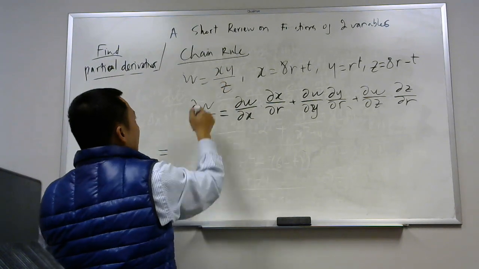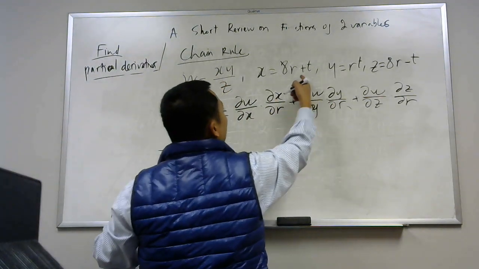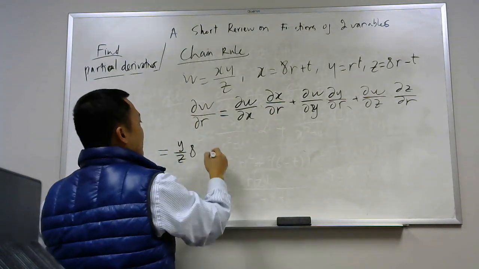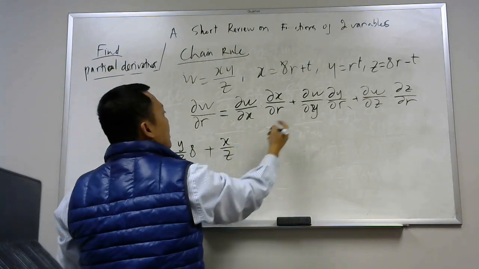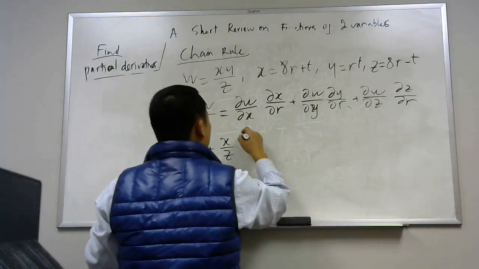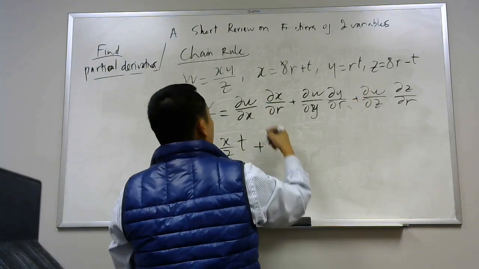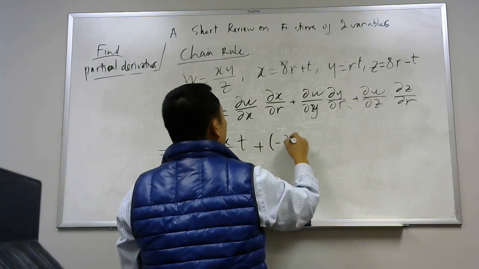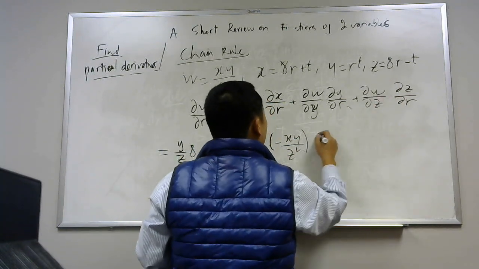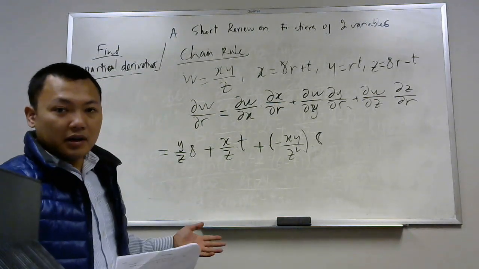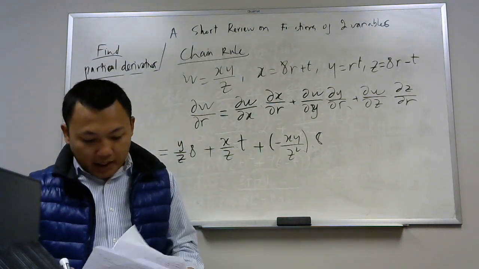All right, now let's calculate together. dw with respect to x is just y over z. dx with respect to r is just a. Second, dw with respect to y is just x over z. dy with respect to r is just t. Plus dw over dz, that is negative xy over z squared. dz with respect to r is just a. So you see, very fast. All right, next question.